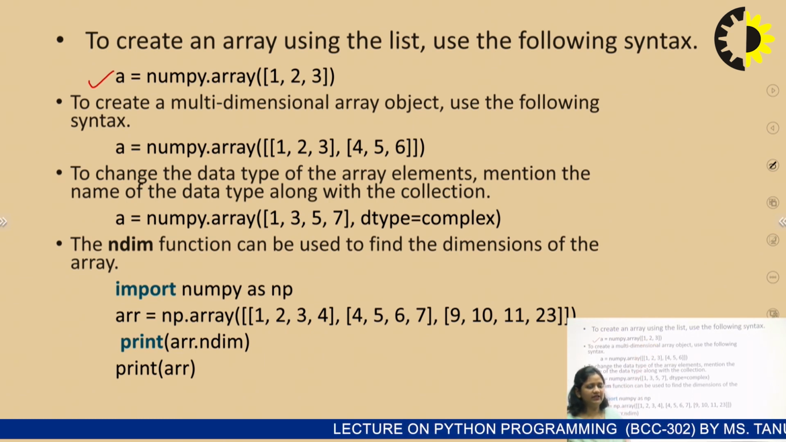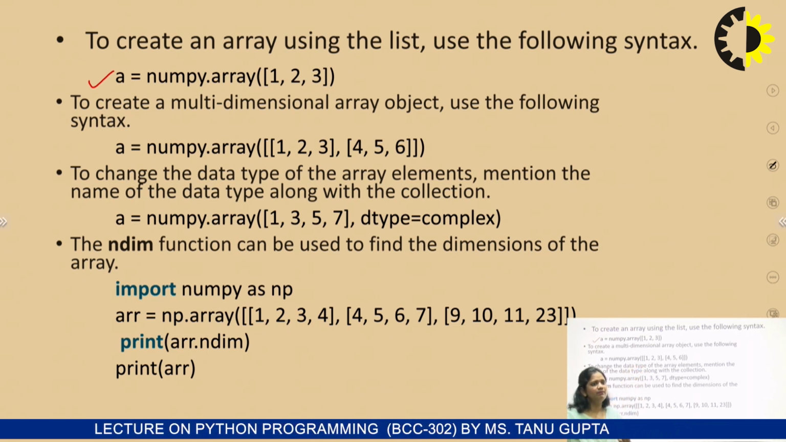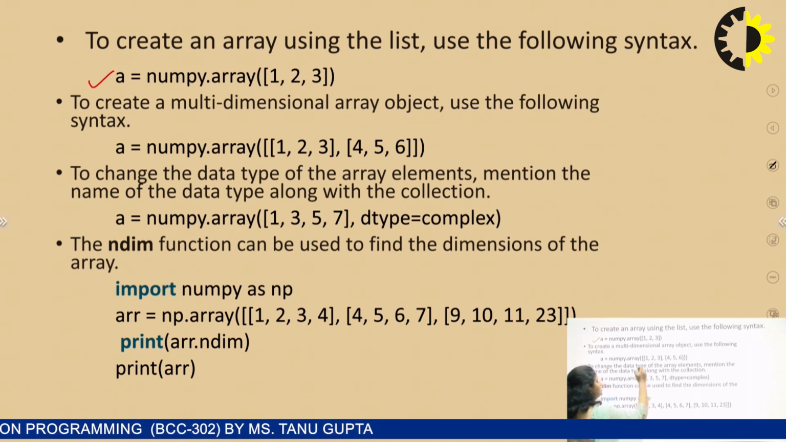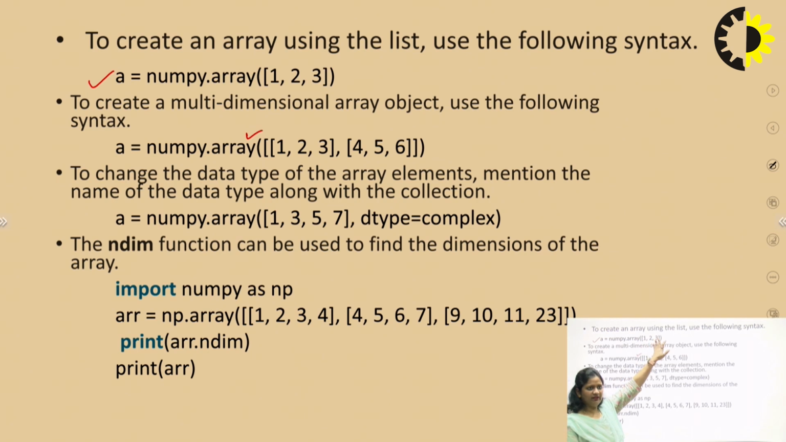To create a multidimensional array object, we use the following syntax. If we have to use a multidimensional array, or we can say a 2-dimensional array, 3-dimensional array, then the syntax will be like this. This is for a 1-dimensional array. If we are going to use a 1-dimensional array, then we have to mention only one list. If we are going to use a 2-dimensional array, we have to mention 2 lists. In the first list, 1, 2, 3, and in another one, 4, 5, 6.